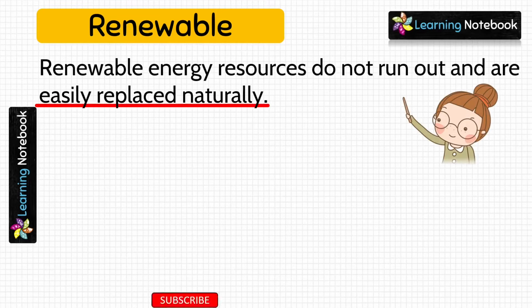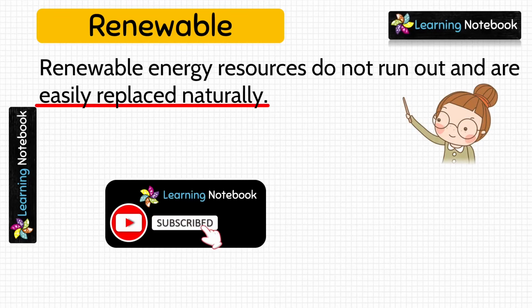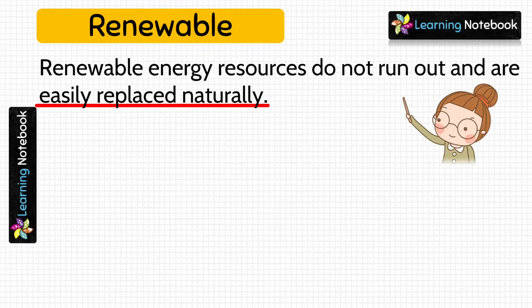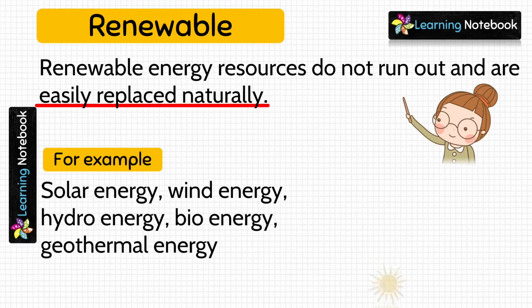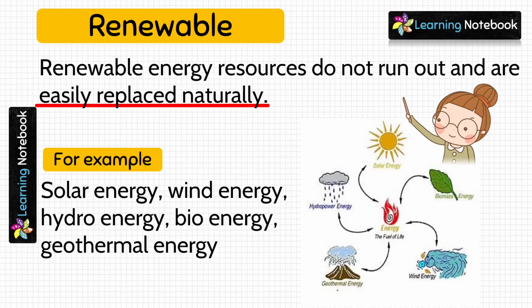Now what are renewable energy resources? Such resources do not run out and are easily replaced naturally. So it means such energy resources can be renewed. For example, solar energy, wind energy, hydro energy, bioenergy and geothermal energy. These resources are easily replaced naturally.